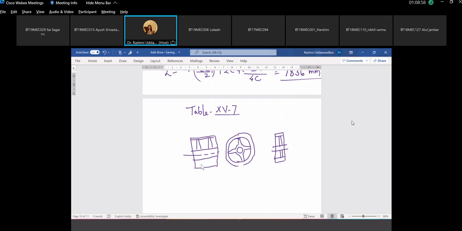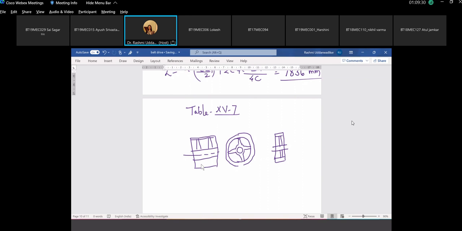Then you have to find the moment on each arm. You have to find the hub diameter. The hub proportions are given based on the shaft diameter. And how do you calculate the shaft diameter? Like the one we calculated in the case of the gear drive, we calculate the shaft diameter here in the same way.